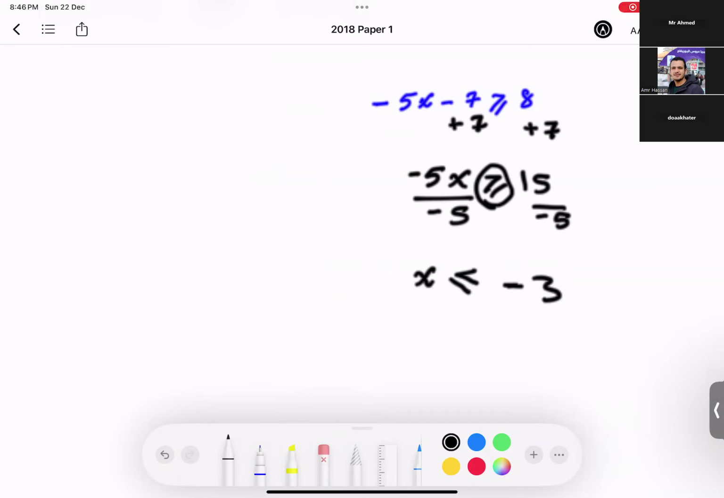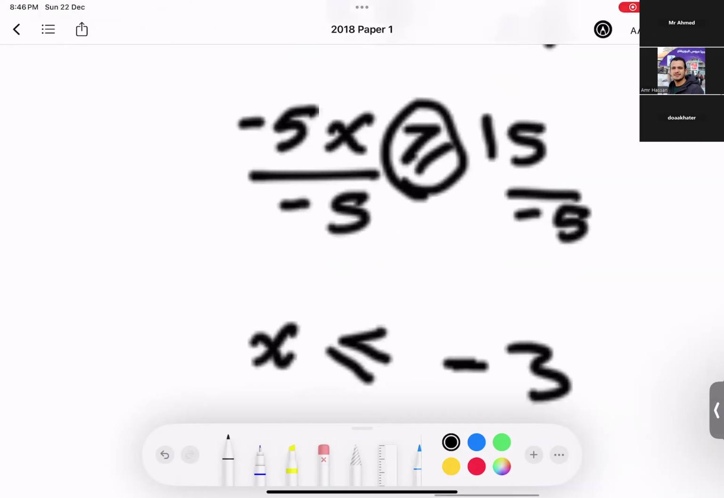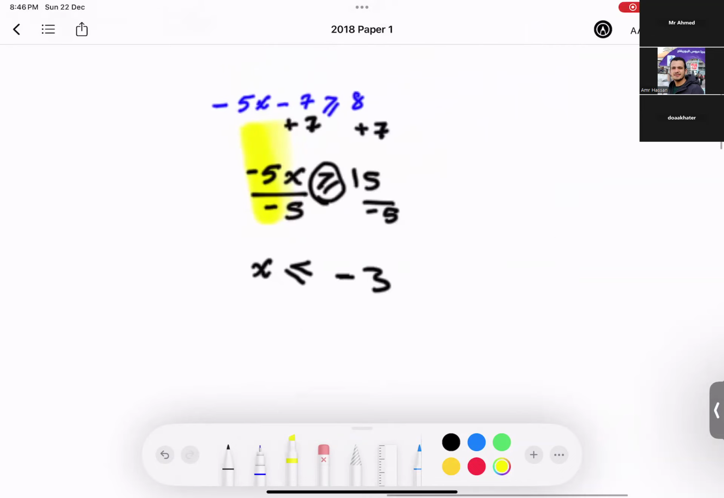Why did you change it? Whenever the coefficient of x is negative and I try to divide every single side by a negative, you have to turn the more into less and the less into more. Is it clear for you? Yeah. Okay.